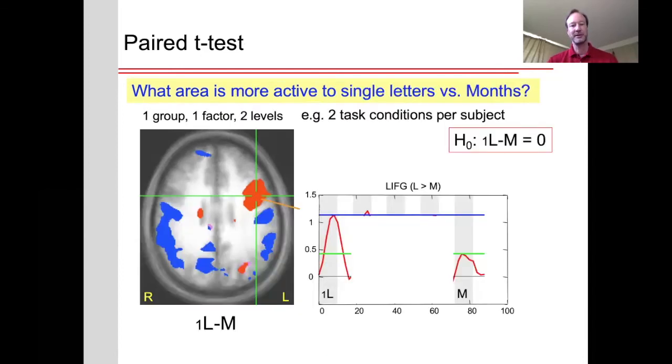Next, we could be interested in finding out what areas are more active during the single letter condition versus the control condition, the months. This can be done using a paired t-test. That is, we have these conditions available for every participant, and then we can compute a paired t-test between the single letter and the months condition. Alternatively, we could have computed the general linear test between these 2 conditions in each individual subject and then run a 1-sample t-test of that general linear test across the group.